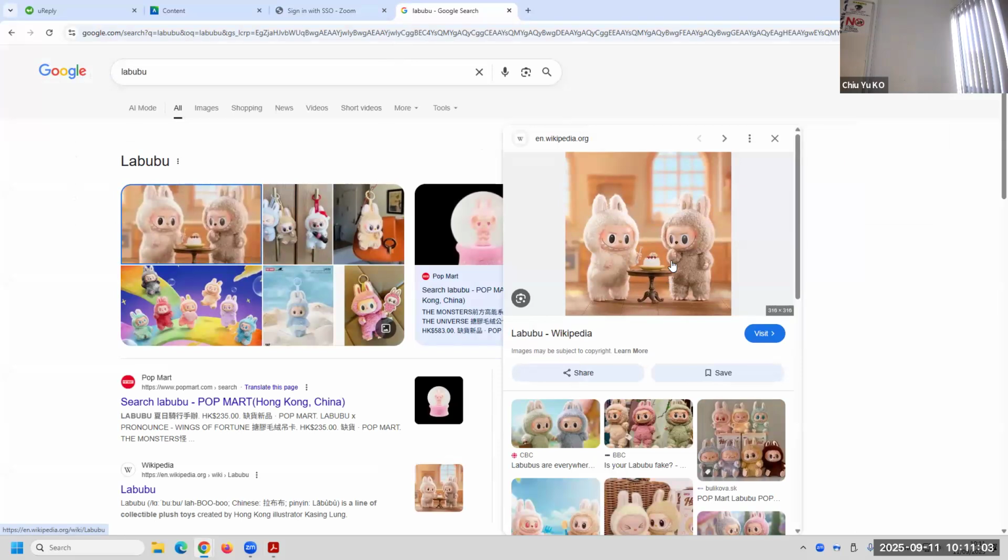So why has Labubu got so expensive, right? Because it's expensive to buy a new handbag, but it's much cheaper to buy a Labubu. And you can buy an expensive Labubu to show off that you have money, you have taste, right? So the same idea.